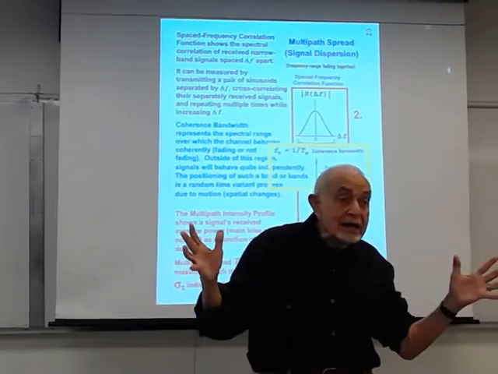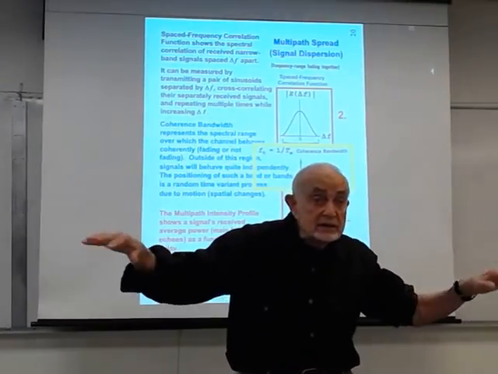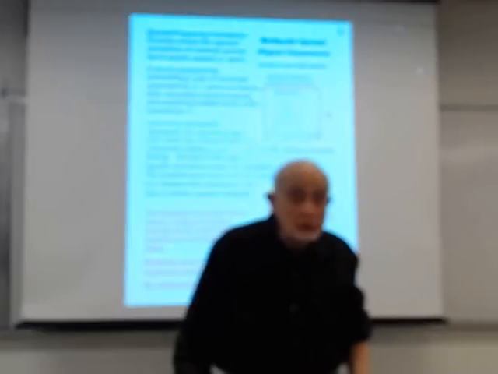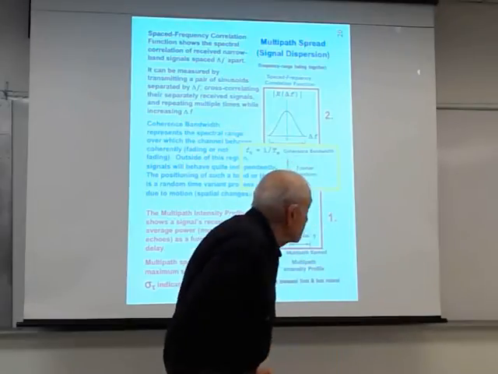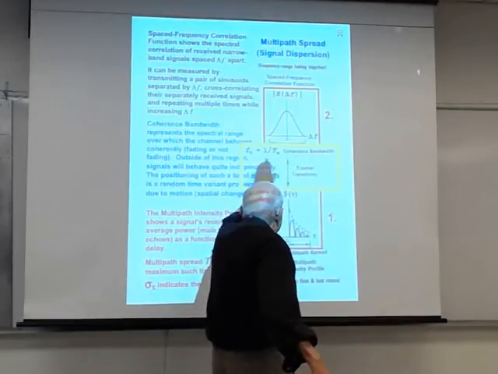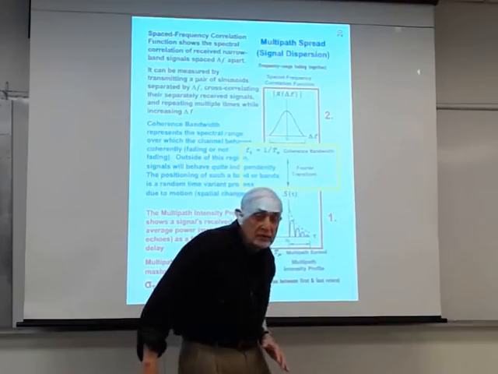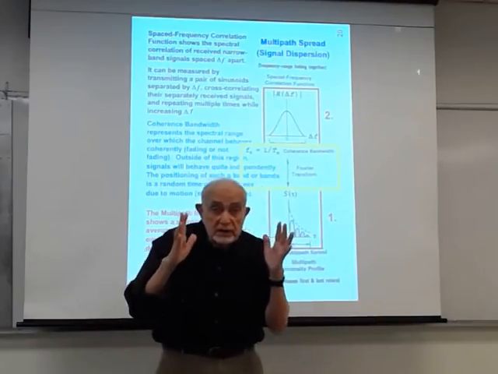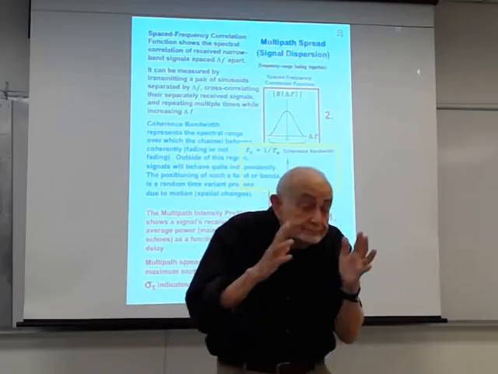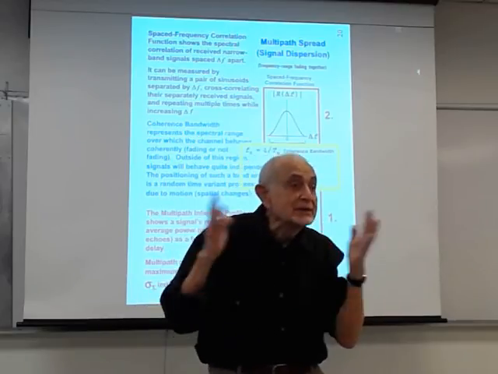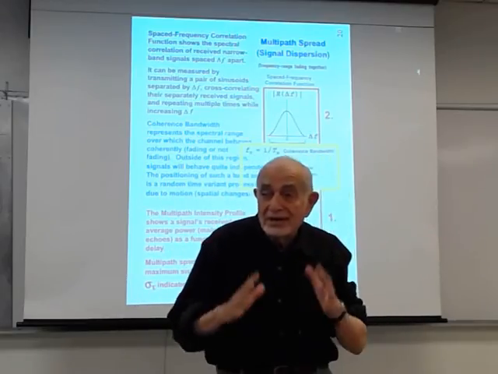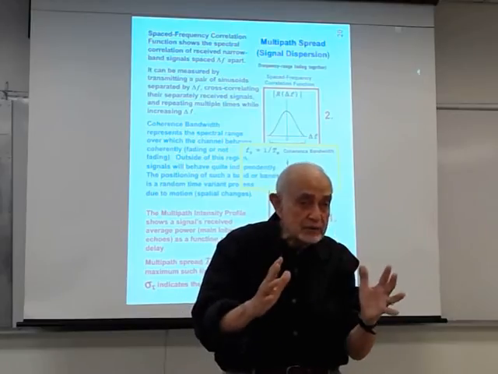And outside of that region, they're acting quite independently. They're not correlated at all. And that's an important region, and we call that F sub 0, and it's called the coherence bandwidth. Why don't we call it the correlation bandwidth? Because that's where things are highly correlated. I don't know, that's what the industry has decided to call it. So it's the coherence bandwidth.